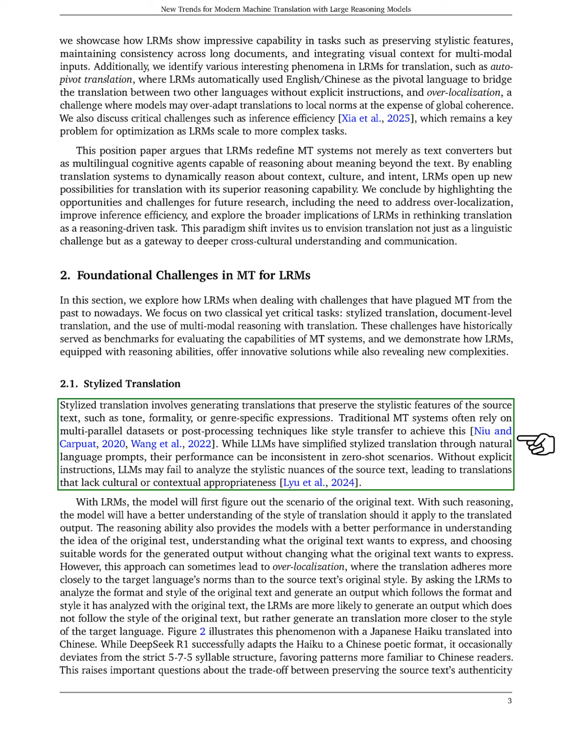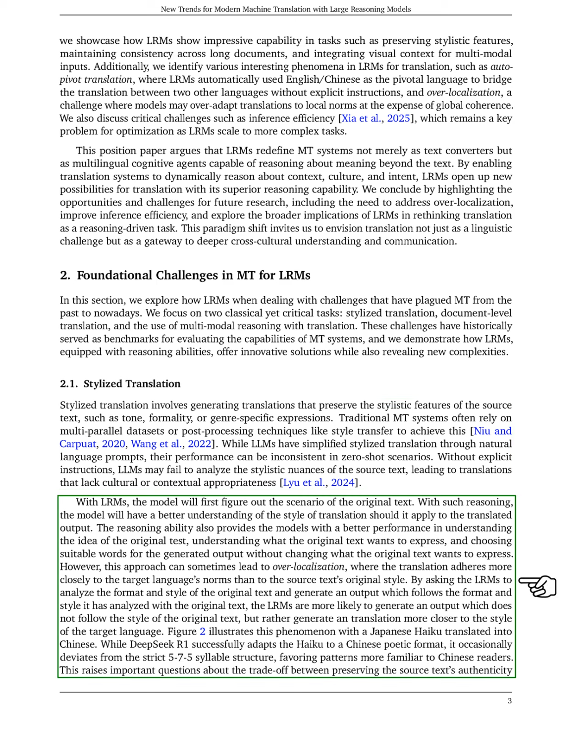With LRMs, we first analyze the context of the original text, which enhances our understanding of the appropriate style for the translation. This reasoning ability allows us to grasp the original text's intent and select suitable words for the output without altering its meaning. However, this method can sometimes lead to over-localization, where the translation aligns more with the target language's norms than the original style. By directing LRMs to assess the format and style of the original text, we increase the likelihood of producing an output that, while stylistically appropriate for the target language, may stray from the original's essence.